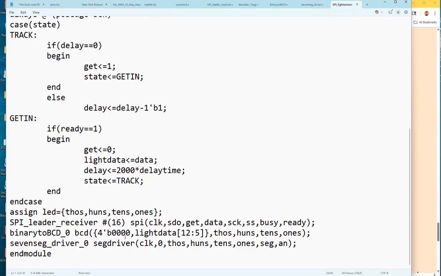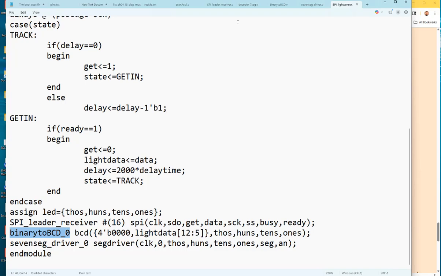And another thing you can see here is that I also have ports here in the top. I have thousands, hundreds, tens, and ones in the top. Okay. Because these are being assigned to the LEDs. That's something important. But what I want to say is about this binary to BCD converter module.